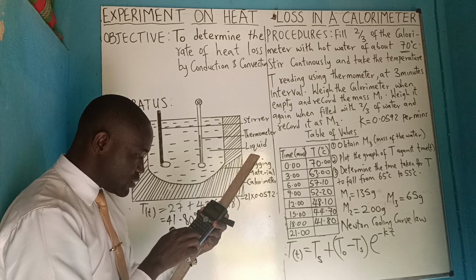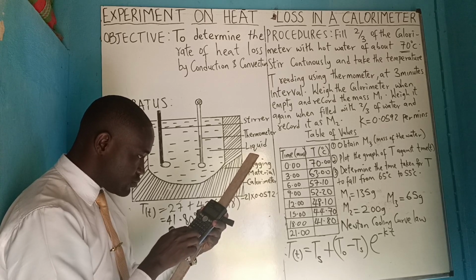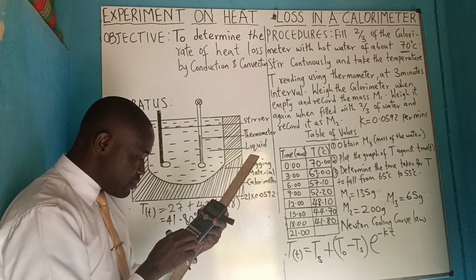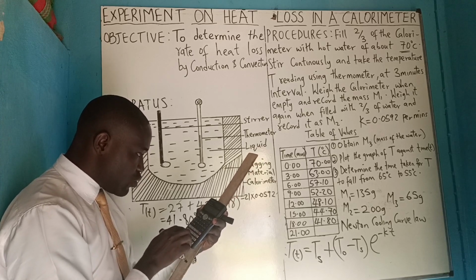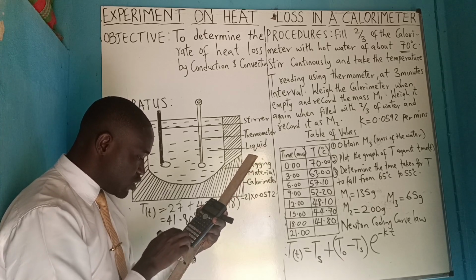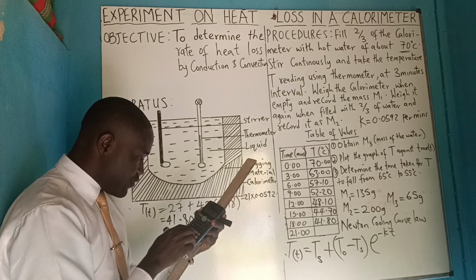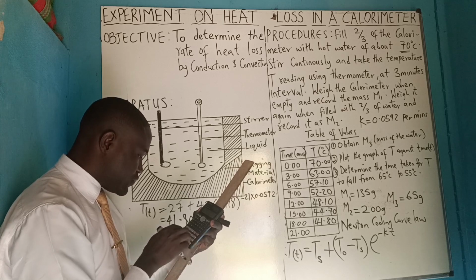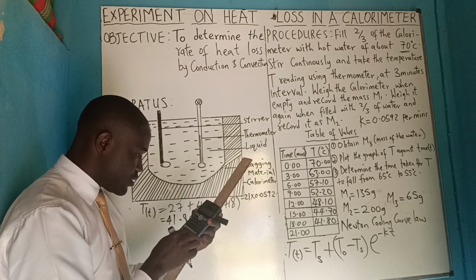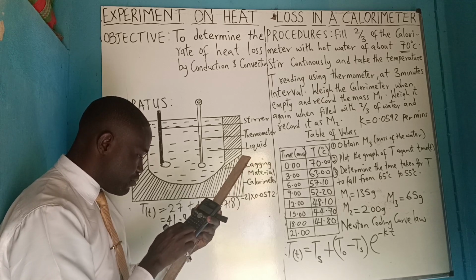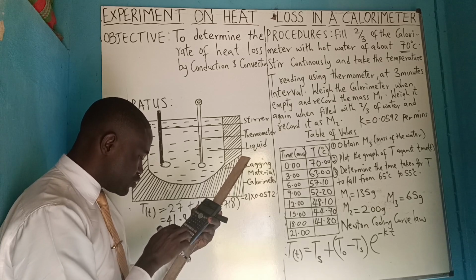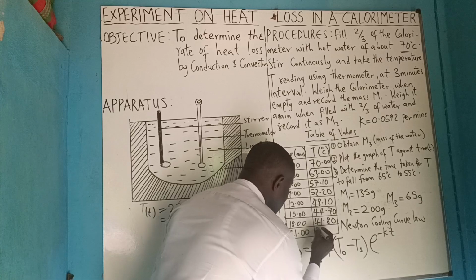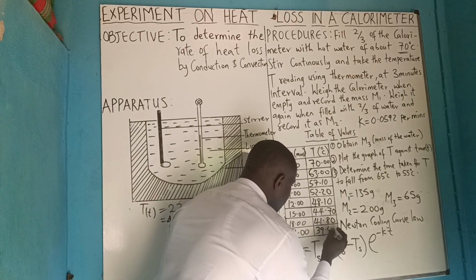2.718 raised to the power of bracket 21 times minus 0.0592, then times 43, plus 27. That will be giving you 39.40.